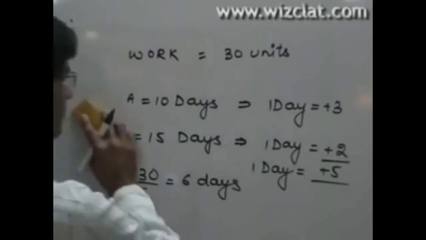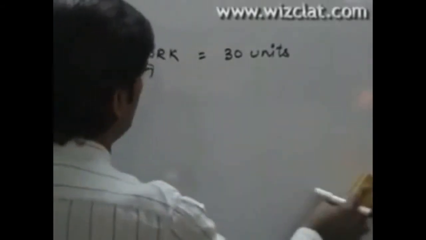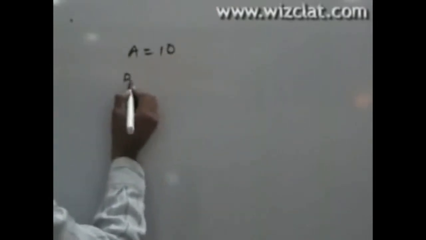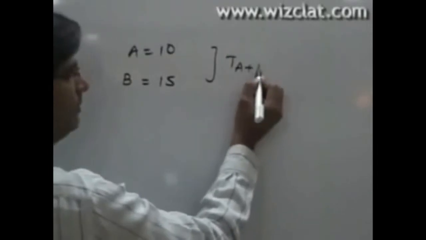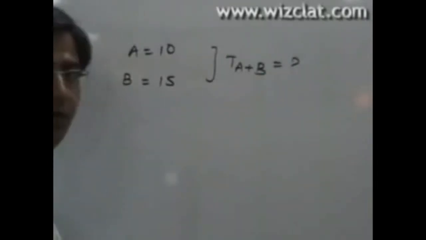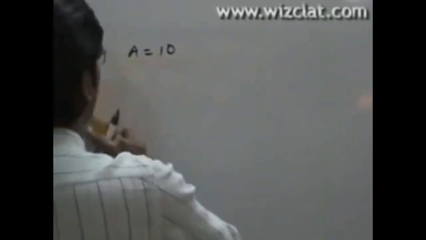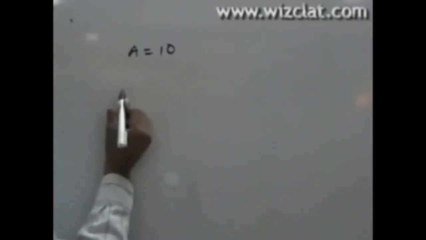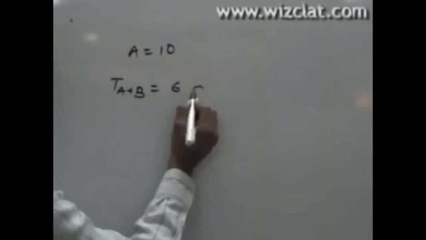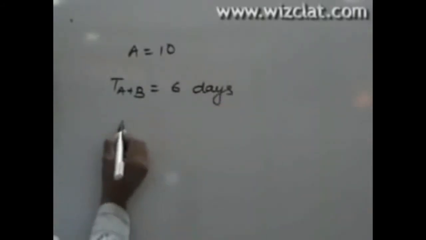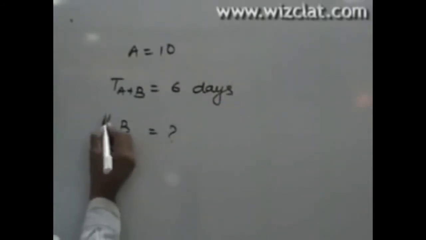So in this particular case, what we found is that A can do a piece of work in 10 days was given to us. B can do the same piece of work in 15 days, and we were asked to find out the total time taken by them together to do the work. What if the question is like this? A can do a piece of work in 10 days, and A plus B together can do it in 6 days. So how long will B take alone to do the work?